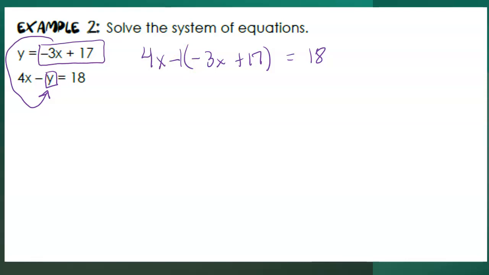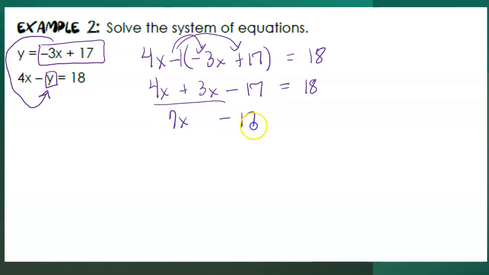So again, we're just going to start solving now. I don't have anything to do with 4x yet, so it comes down. Negative 1 times negative 3 makes positive 3x. Negative 1 times positive 17 makes negative 17 equals 18. Combine those like terms. A 4x and a 3x make a 7x. Bring down minus 17 equals 18.